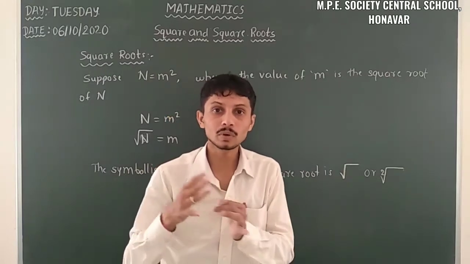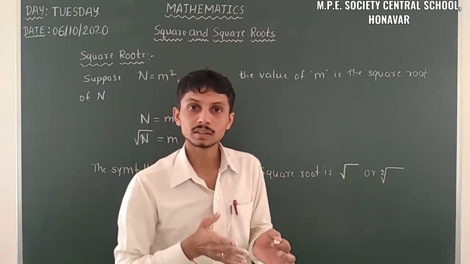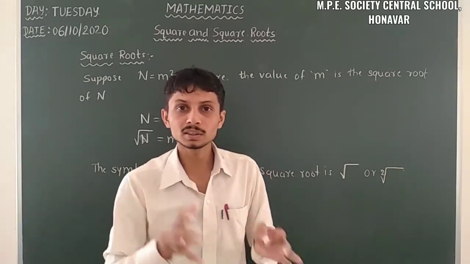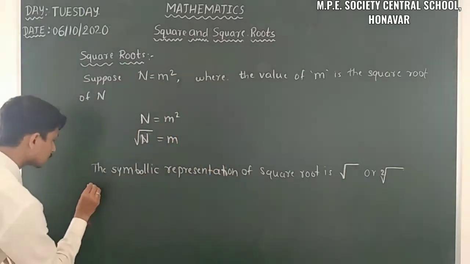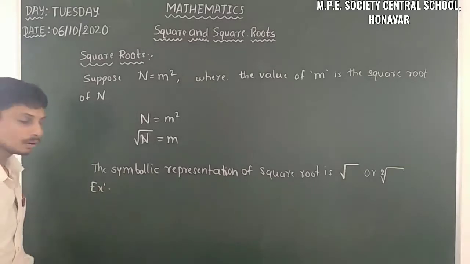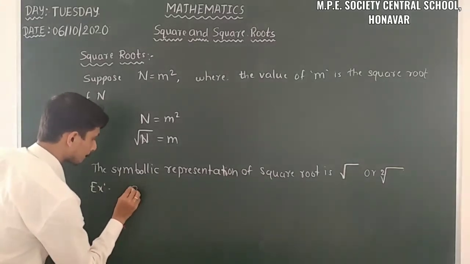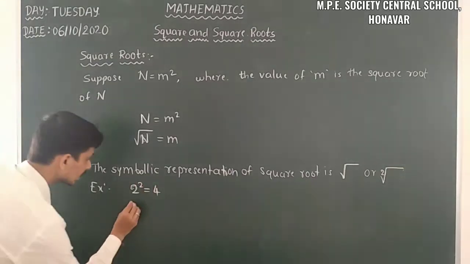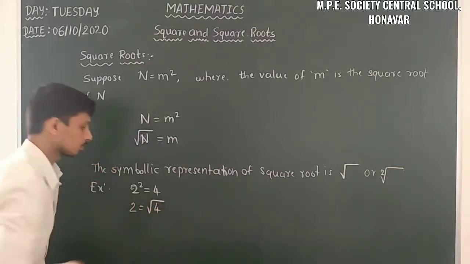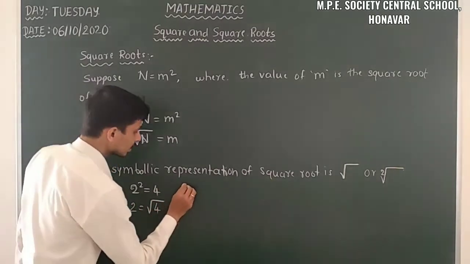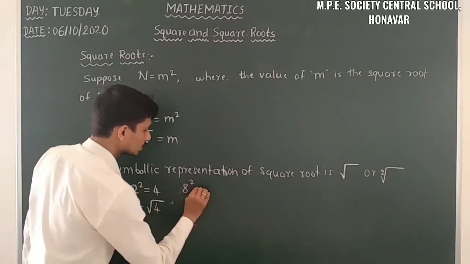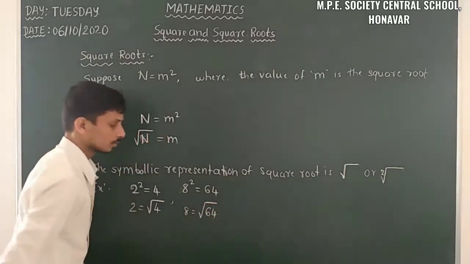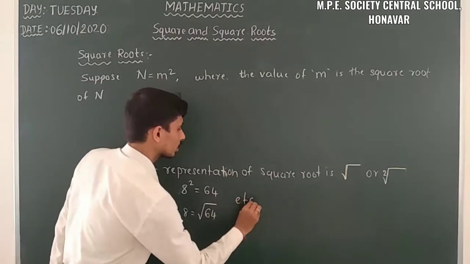For example, 1 square is 1, means 1 is the square root of 1. 2 square is 4, then square root of 4 is 2, like that. So we have 2 square is equal to 4, so after transposing it becomes square root. That is 2 is equal to square root of 4. Like that you can take anything else. 8 square is equal to 64, so 8 is equal to square root of 64.